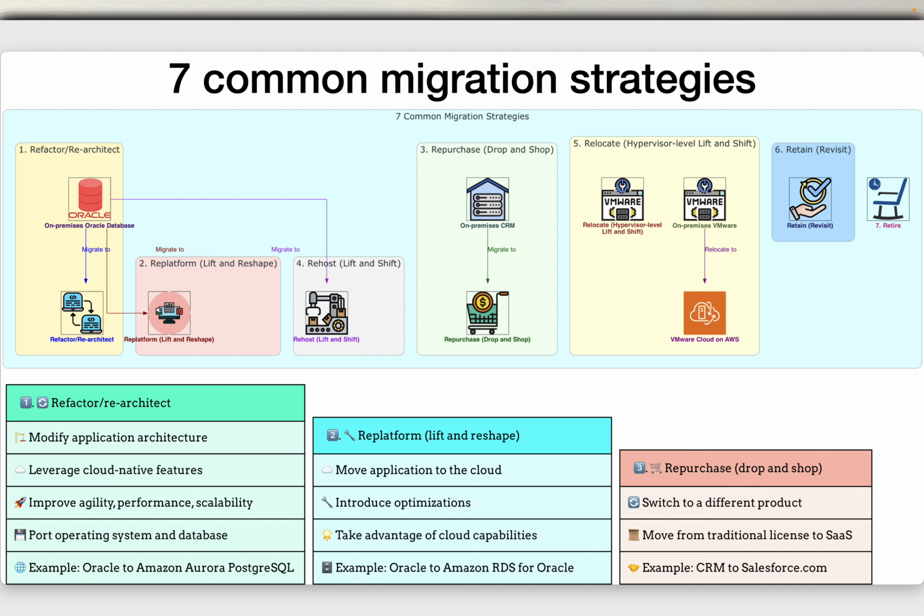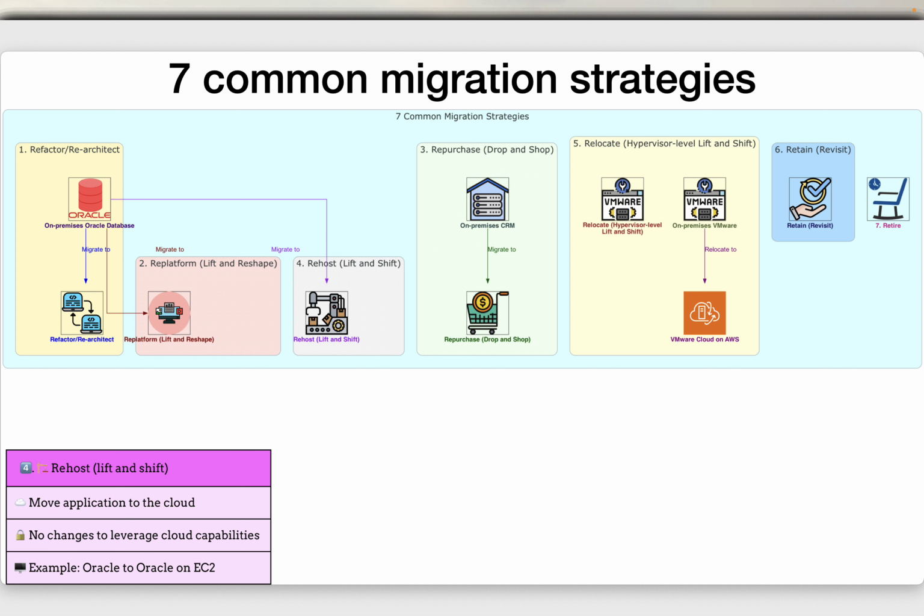Third is repurchase, which is called drop and shop. Switch to a different product, typically by moving from a traditional license to a SaaS model, software as a service. For example, migrate your customer relationship management, CRM, systems to salesforce.com. This is an example of repurchase. You drop the old technology and you shop for a new one.